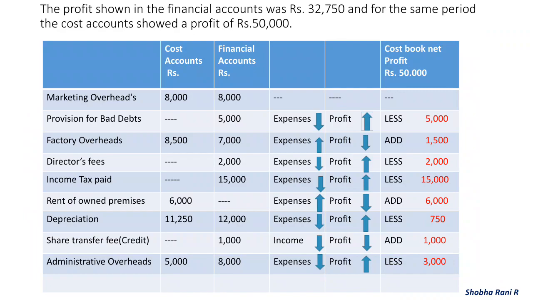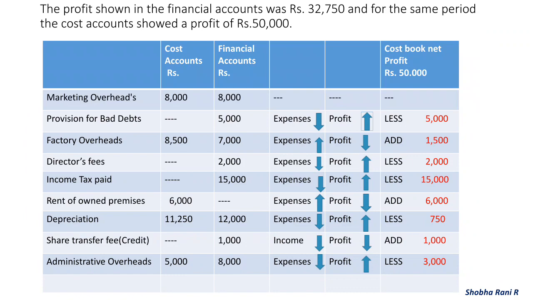The next one, share transfer fees. It is a financial income recorded in financial accounts as rupees 1,000 and not recorded in cost accounts. This has the effect of reducing costing profit by rupees 1,000. Thus, in order to reconcile, this amount should be added to the costing profit. Income reduces, the profit also decreases, hence it has to be added to the cost book net profits.